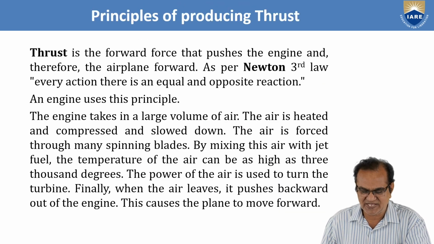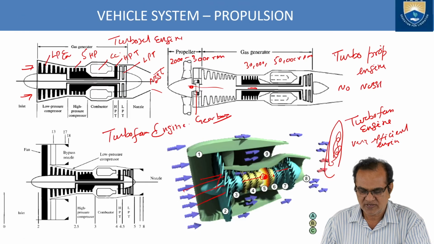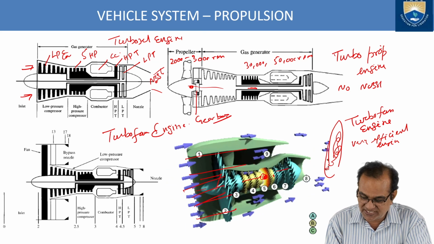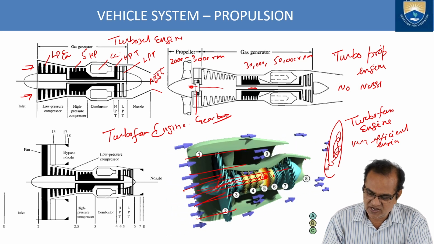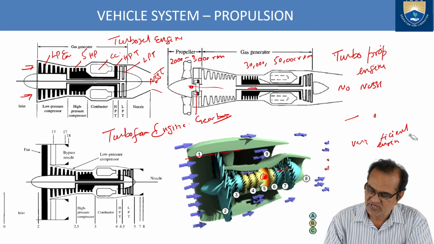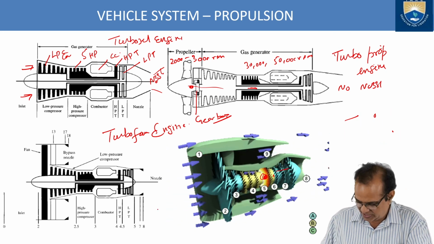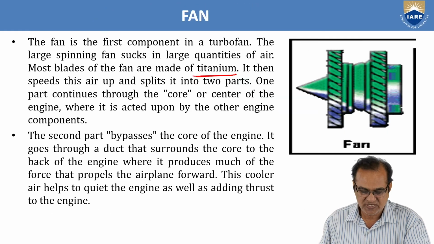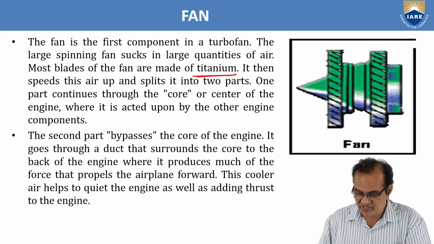This I can show you here. This is the fan, and here this much is bypassing, this much and this much. Only this is the core where these things are moving. So this we have to see very well, and this is the advantage of the bypass.